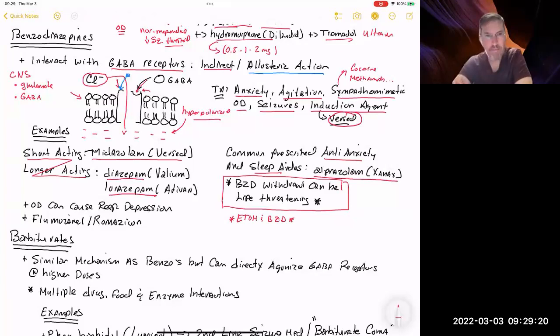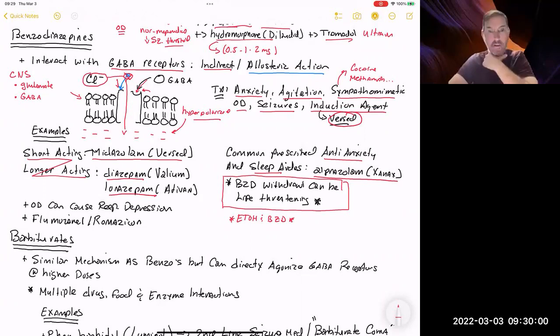And it makes sense, right? Because if you're withdrawing from benzodiazepines, this benzodiazepine goes away, right? And now the receptors are not able to act appropriately when GABA is present, and the neurons are not hyperpolarized like they should be or like they've gotten used to. And now you have hyperexcitable neurons, and these patients can have seizures and they can have hallucinations and severe anxiety.